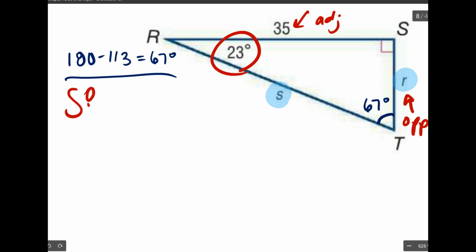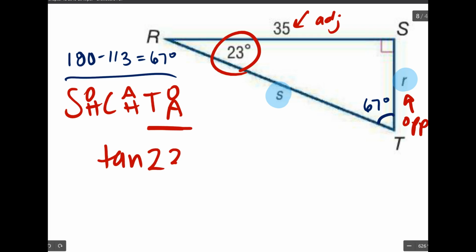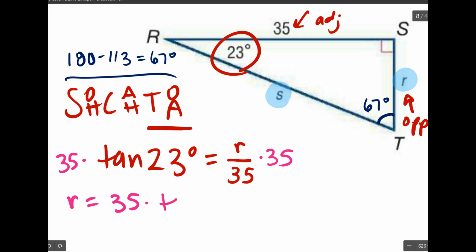So if I use SOHCAHTOA, let's use tangent. Tangent of 23 degrees is equal to opposite, which is R, over adjacent, 35. How do I get R by itself? Multiply by 35. So R is equal to 35 times tangent 23 degrees.